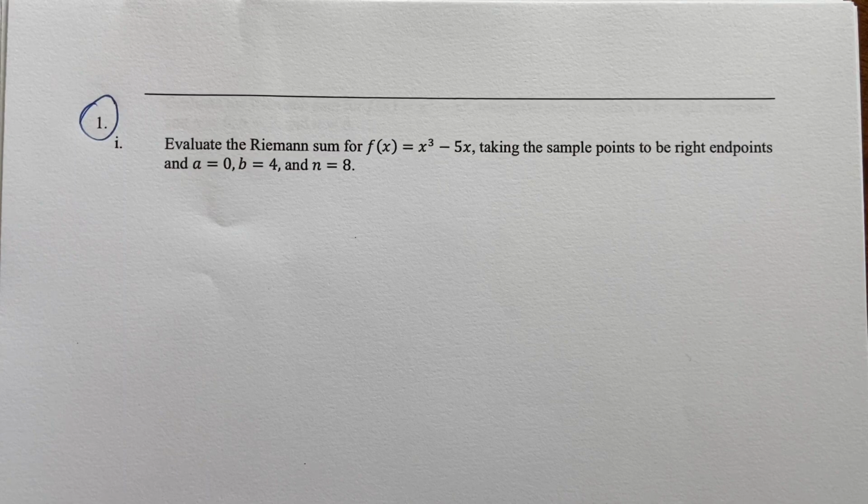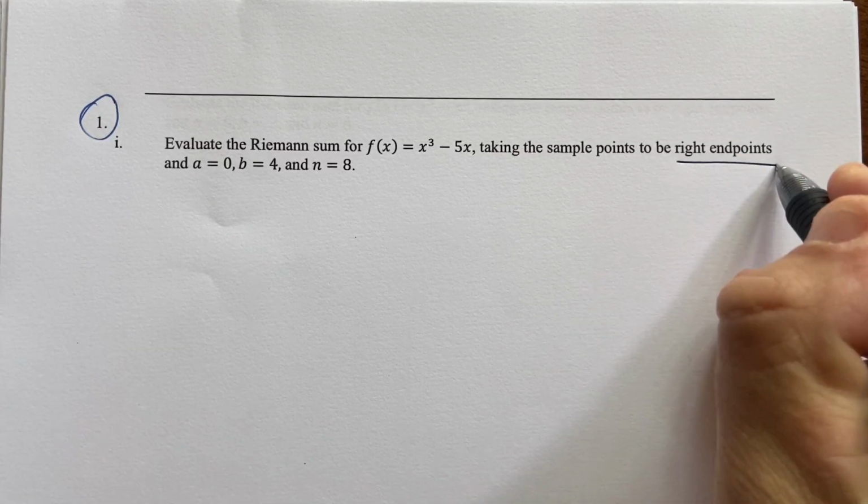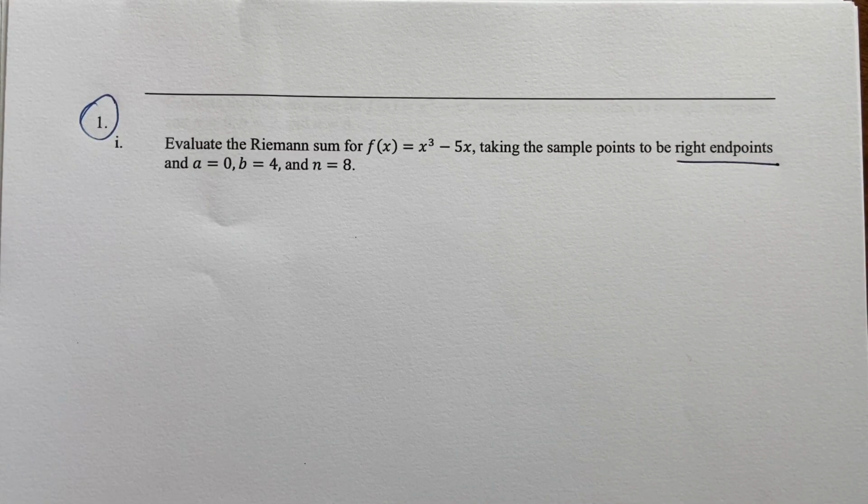this says evaluate the Riemann sum for this function x cubed minus 5x. It says taking sample points to be right endpoints. So that's crucial. And a equals 0, b equals 4, so we're going from 0 to 4 in other words, and then we have these 8 intervals, so n equals 8.